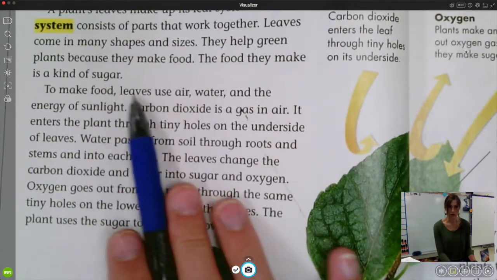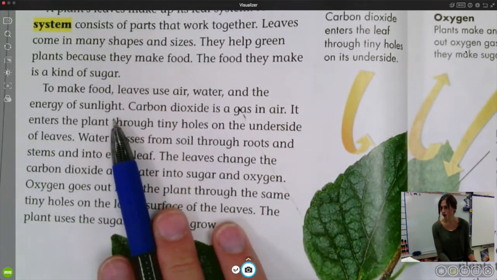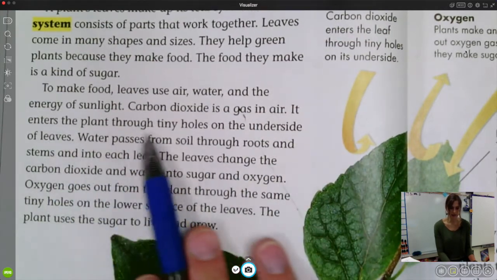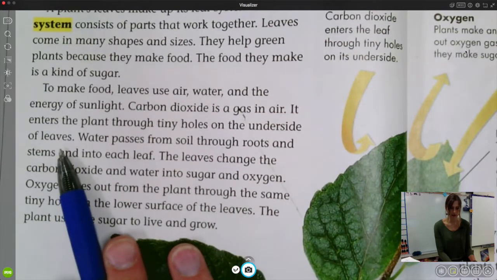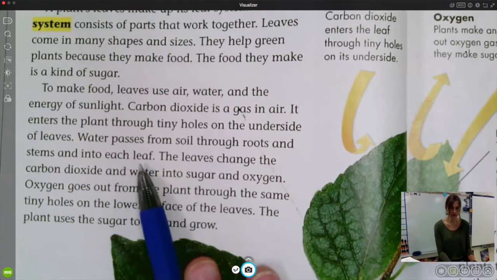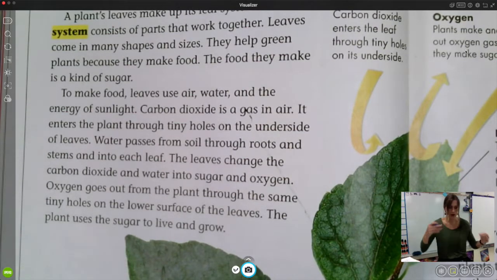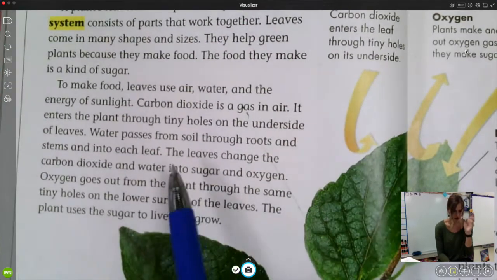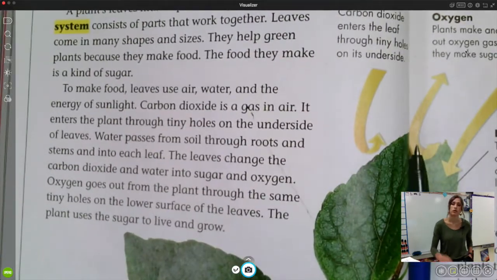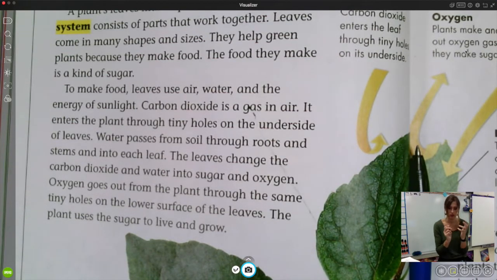To make food, leaves use air, water, and the energy of sunlight. Carbon dioxide is a gas in air. It enters the plant through the tiny holes on the underside of leaves. Water passes from the soil through the roots and stems into each leaf. So carbon dioxide's going in holes in the underside of the leaf. Water's coming up through the roots into the plant, into the leaves. The leaves change carbon dioxide and water into sugar and oxygen. So they take carbon dioxide and water, and they can transform that into sugar and oxygen.